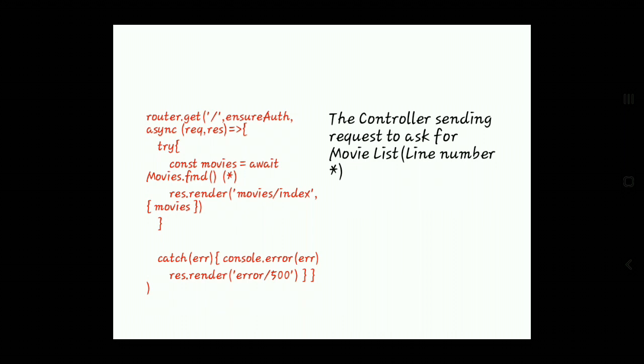So now we have a sample code. You can see here you have the route, which is the route get type, and we have here the const movies or our schema. Last is to render the views. So the controller is sending a request to us for the movie list.